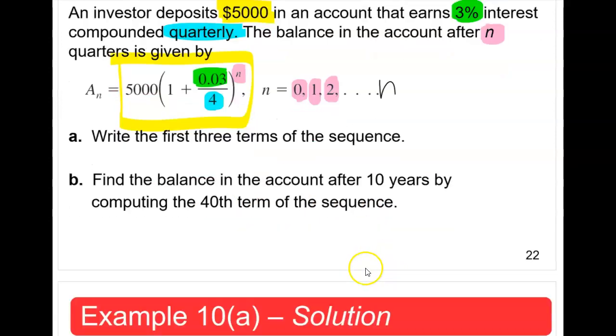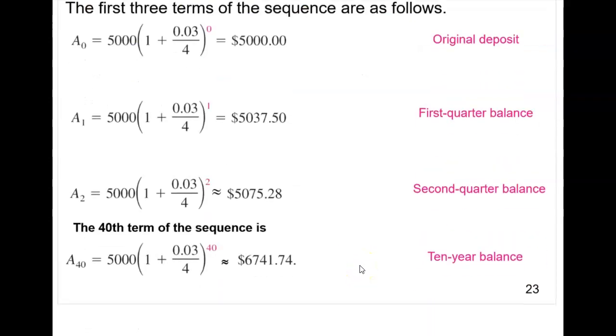Now, the original deposit will be the quarter 0 when the investment was made. So you could see how here we have the subscript 0. We also replace n with a 0. Then after the first quarter, we have a sub 1, so we replace n with a 1. And all the other parts remain constant. So a sub 2, and then for the 40th term, we will replace that n with a 40.